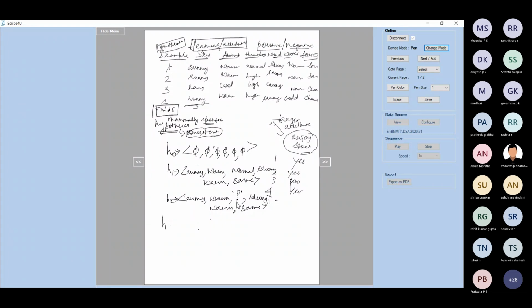Now we go ahead and check the third training example. What are we finding about the third training example? Is it a positive or a negative one? It's a negative training example. The thing about Find-S is it ignores negative examples. Find-S completely ignores negative. It does not do anything about the negative training example.